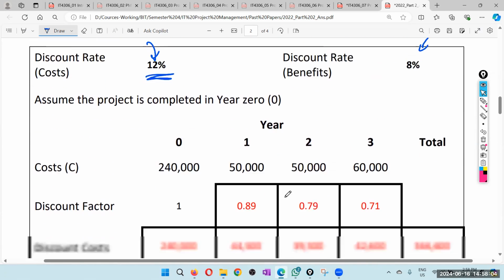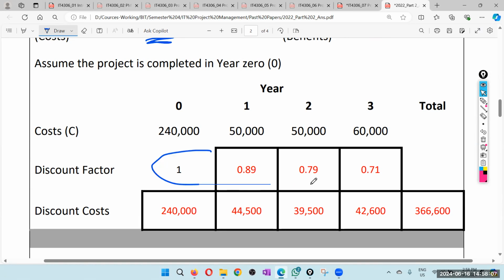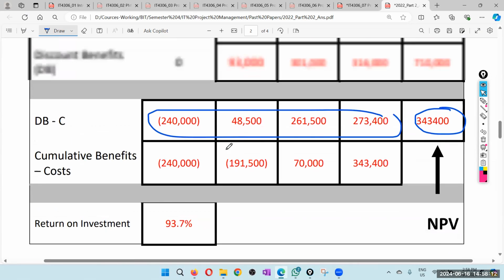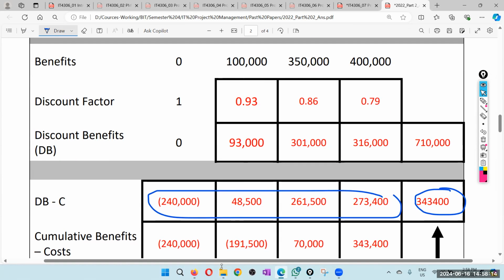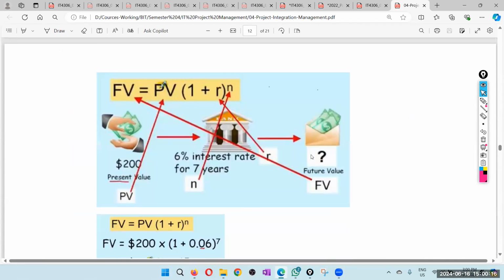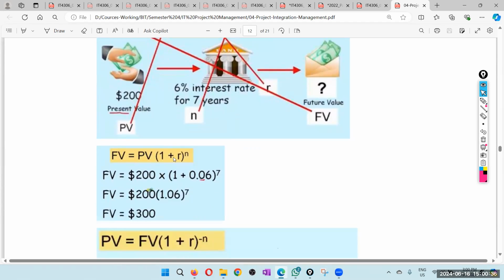Right. So how do you calculate these discount factor values? You can see they have not given you any formulas. So they assume that you know the formula. This is the formula we use. Future value equals present value times (1 plus r) to the power n. So therefore, the discount factor is (1 plus r) to the power n.